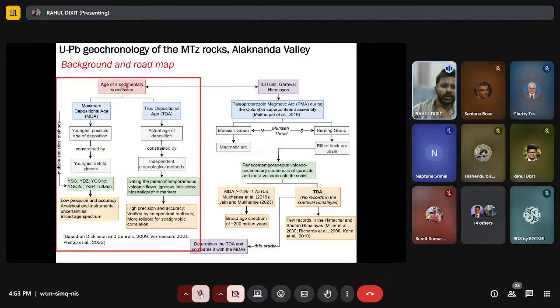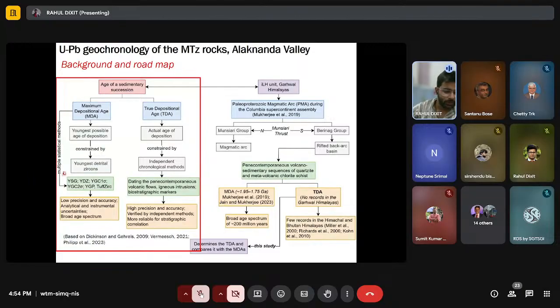To constrain the age of any sedimentary succession, there are two ways. The first one is the maximum depositional age, or else we can go for the true depositional age. The maximum depositional age gives us the youngest possible age of deposition, which is constrained by the youngest detrital zircons or the group of zircons present within the given sedimentary rock.